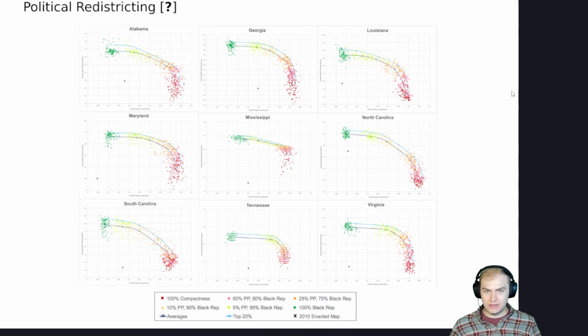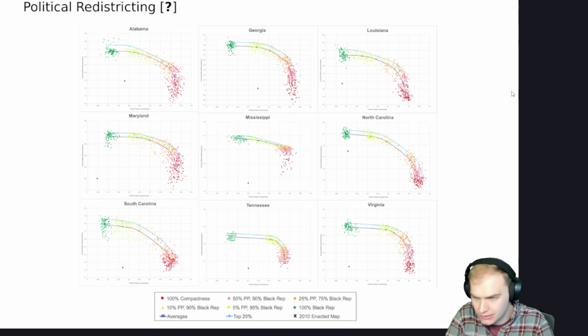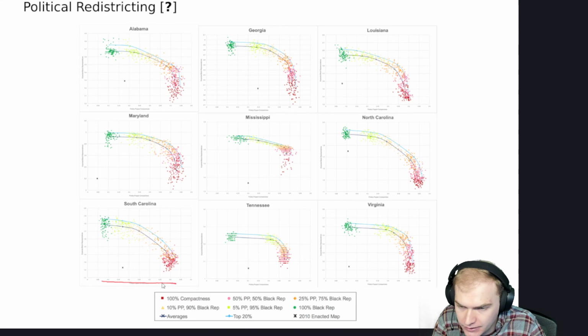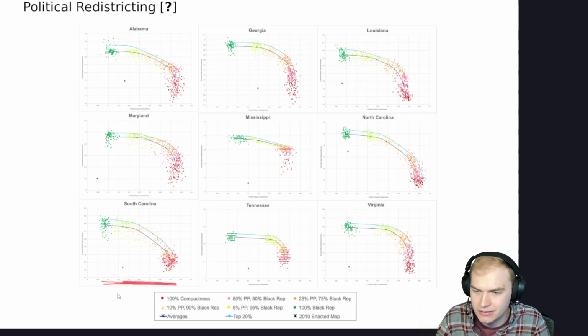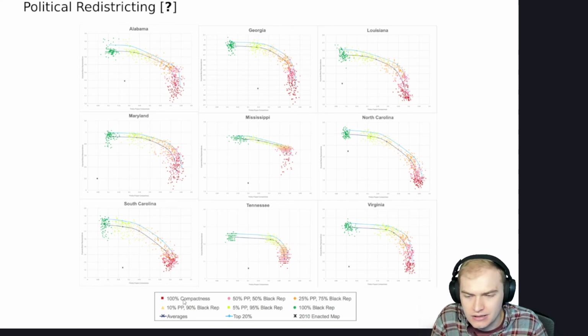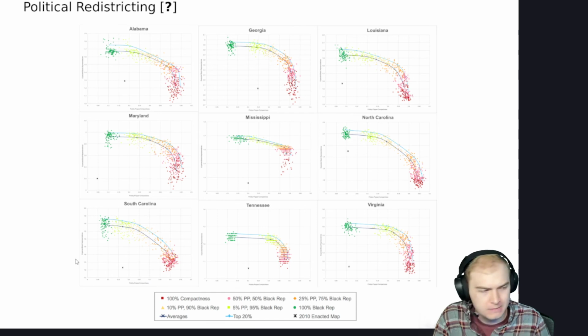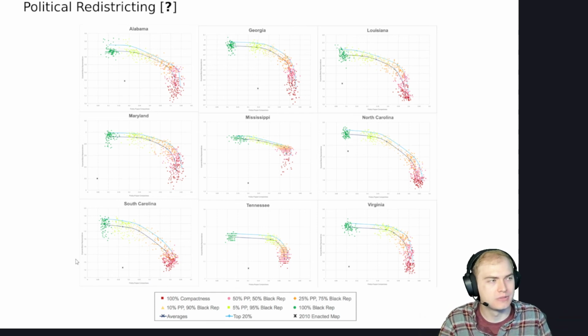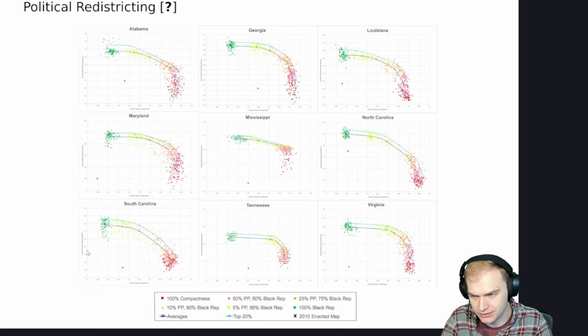So we actually used scalarization. We had two objectives we cared about. The compactness of each district, here on the x-axis for each of these plots, and the expected number of black representatives in total for the state on the y-axis.